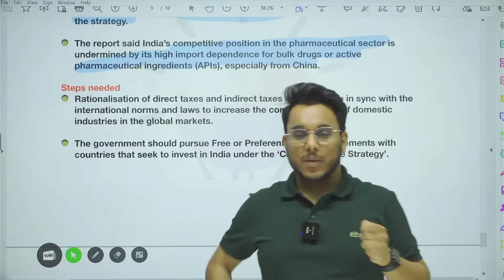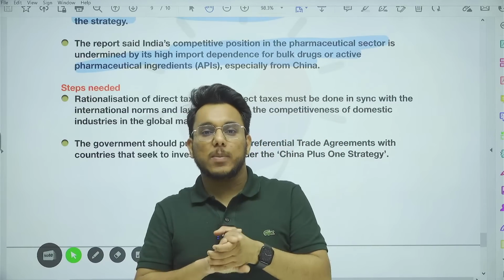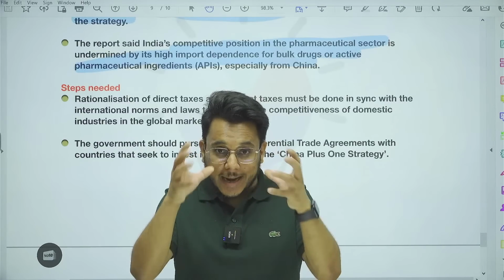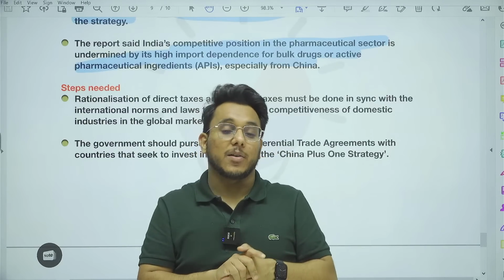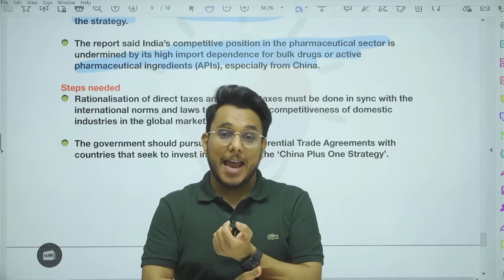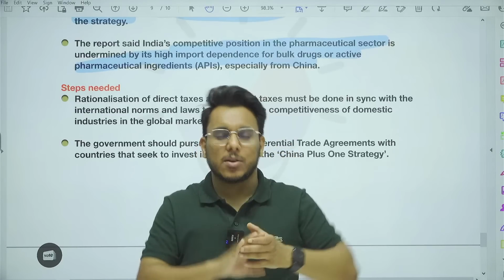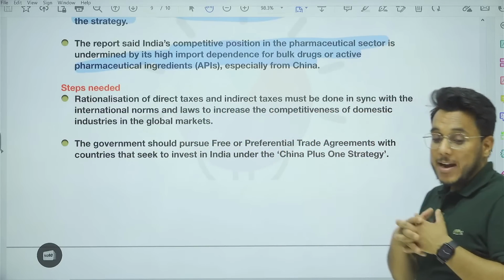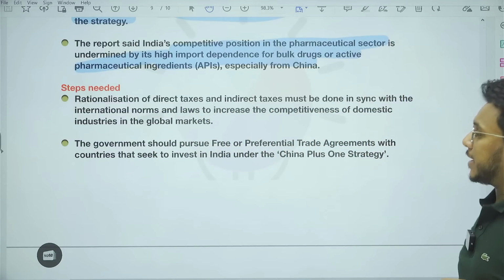What are APIs? Whenever a drug is to be made, there is the base salt, which will constitute 80-90% of the volume of that particular drug. They are called the API, active pharmaceutical ingredient. This is the base of any drug. They are coming from China. So though we are trying to become the pharmacy of the world, even in that we are dependent on China.